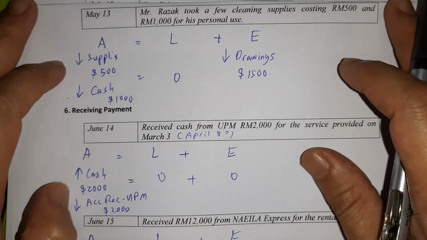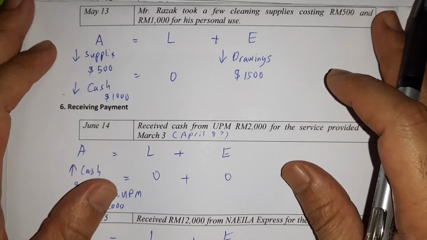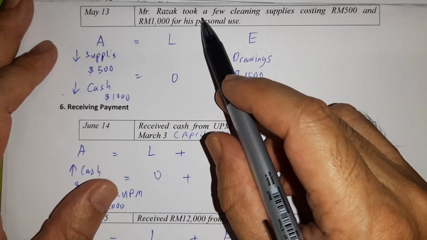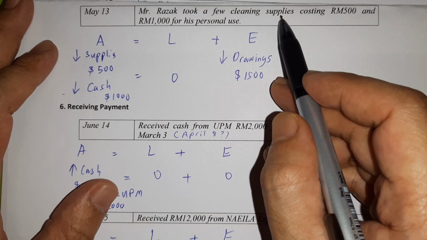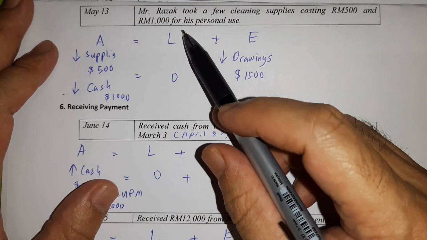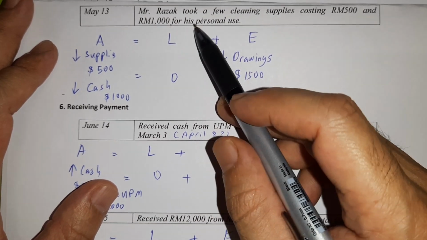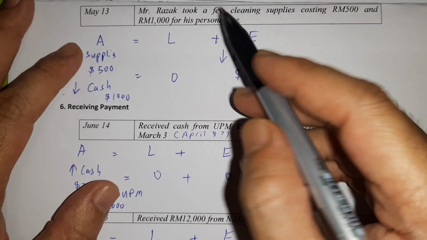So here, 13th of May, Mr. Razak, the owner of the business, took a few cleaning supplies, 500, and 1,000 cash for his personal use. So this one is cash.